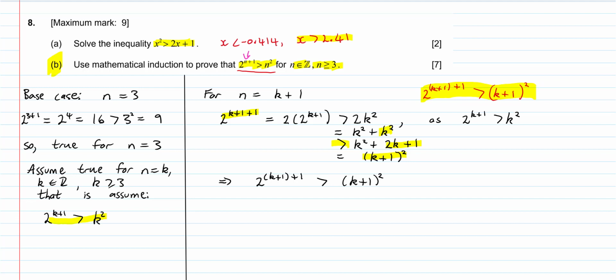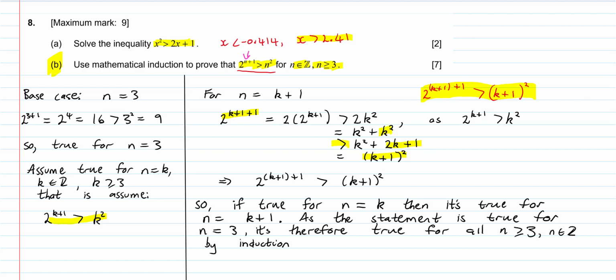And as it's true for when n was equal to 3, then our statement 2 to the power of n plus 1 is greater than n squared is true for all n greater than or equal to 3 by induction, where n is an integer. So we'll just note that down. So the key parts of the statement are, if we've assumed it's true for n equals k, then it was true for n equals k plus 1, and as we've proven the base case, it was true for n equals 3, then it was true for all n greater than or equal to 3. Okay, and that is question 8, part B.